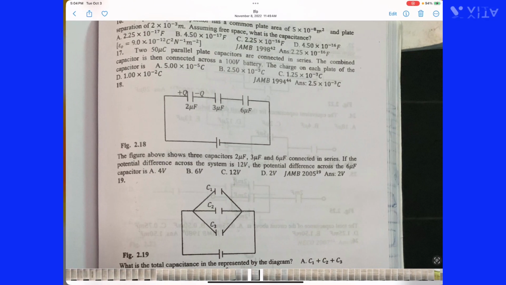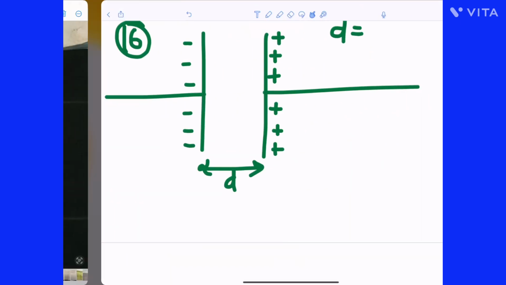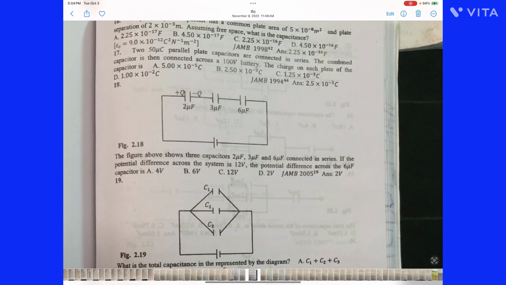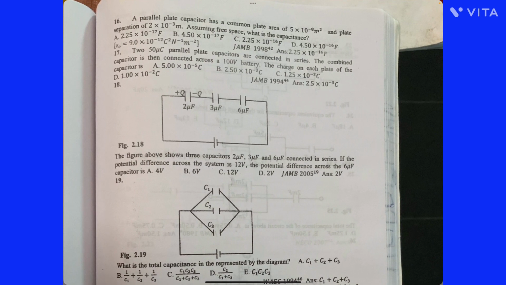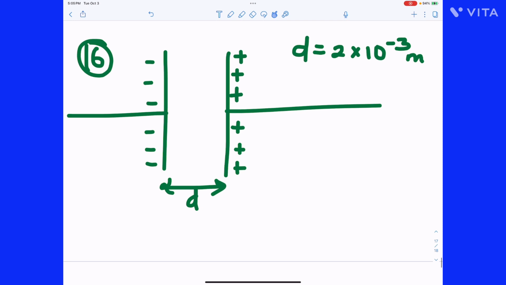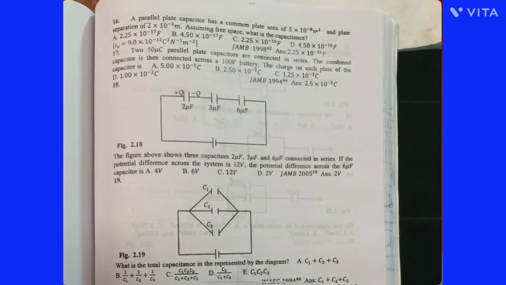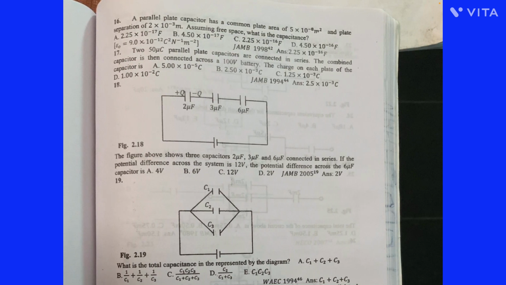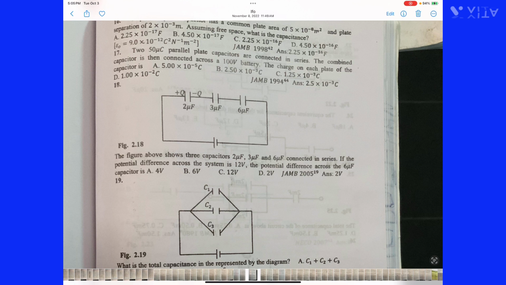That the separation between the plates is 5 times 10 raised to power minus, no, that's the area. It is 2 times 10 raised to power minus 3. We are told that the separation is 2 times 10 raised to power minus 3 meters, and that the area of the plate is 5 times 10 raised to power minus 8 meters squared. I hope I got that right. Assuming there's free space between the plates, what is the capacitance of the capacitor?